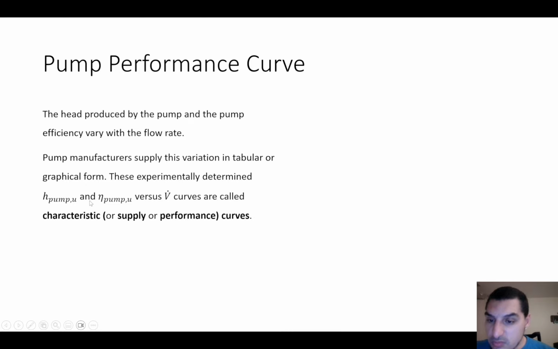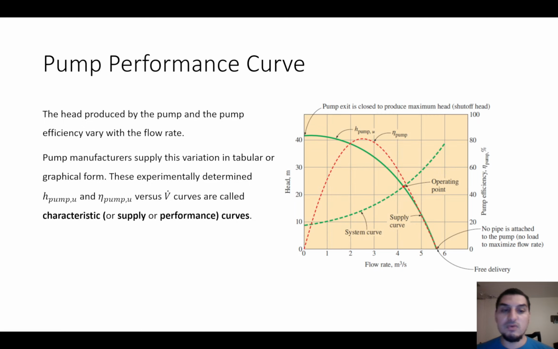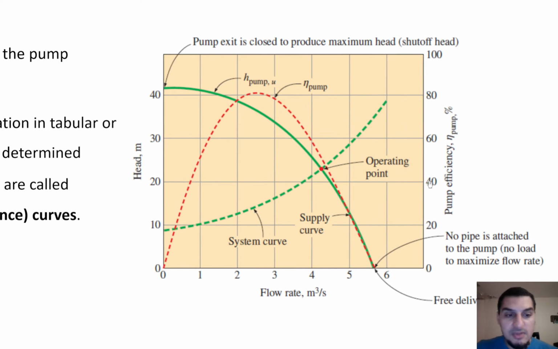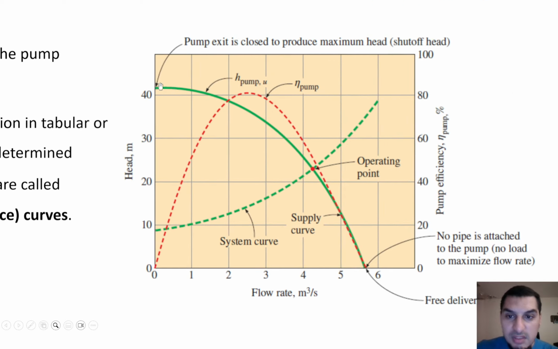There is also one more piece of information that we can get, which is the efficiency of the pump. This is also one of the things that we can see on the pump curve. So this is an example of the pump curve. You see here this green solid line is representing the pump curve, which is showing what we just mentioned, that as the volumetric flow rate increases, the pump head will decrease.